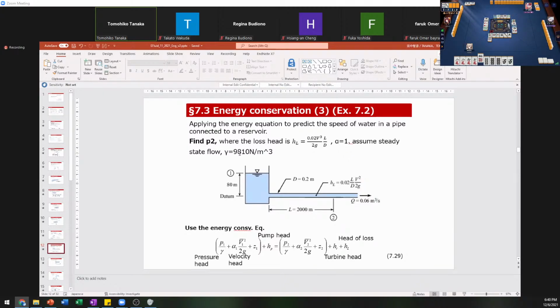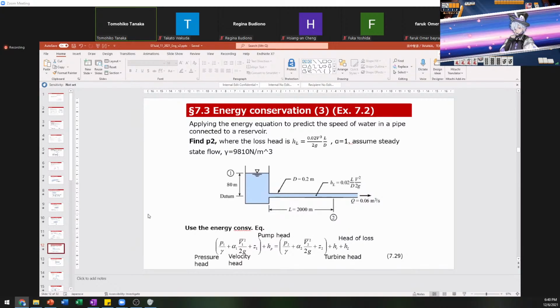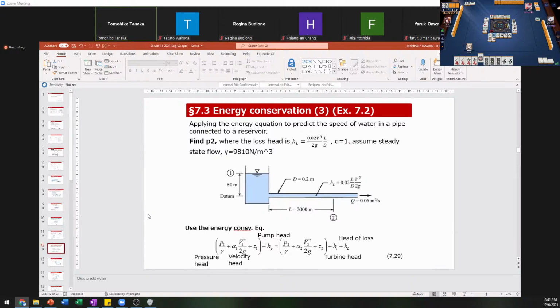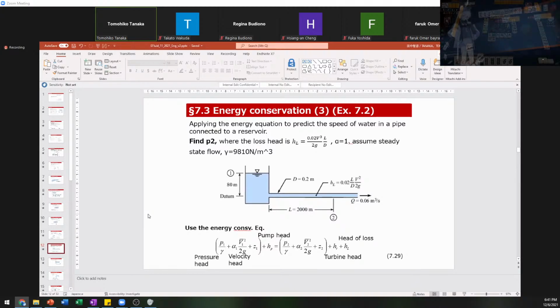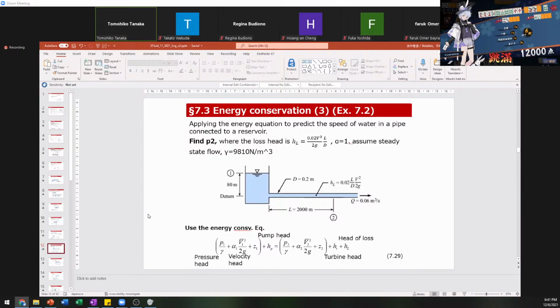And gamma is 9810 Newton per meter cubed. So you can use the energy conservation equation described here, and then can you calculate the pressure at position 2? That's the question. And probably 10 minutes. I give you 10 minutes then.